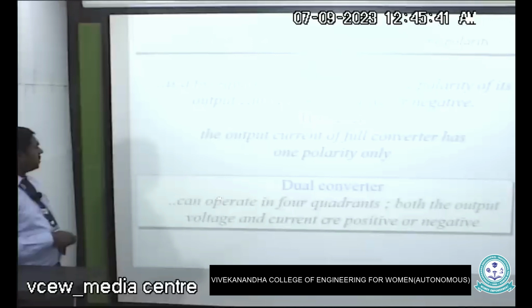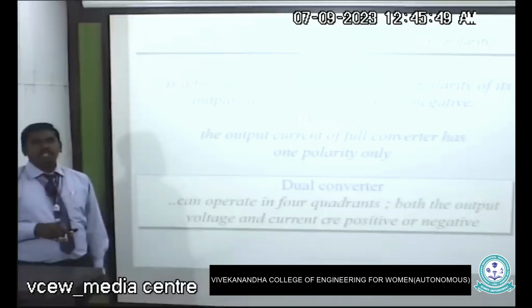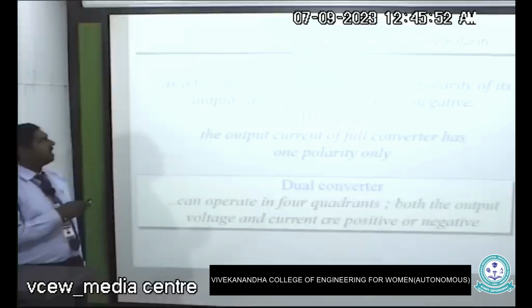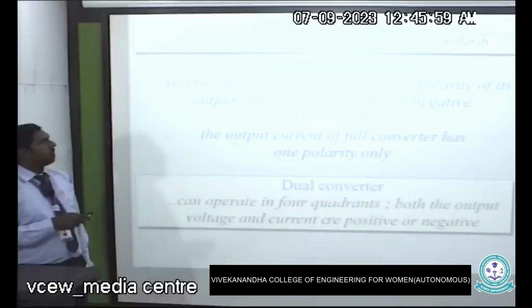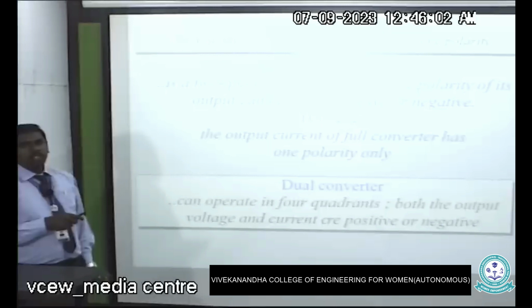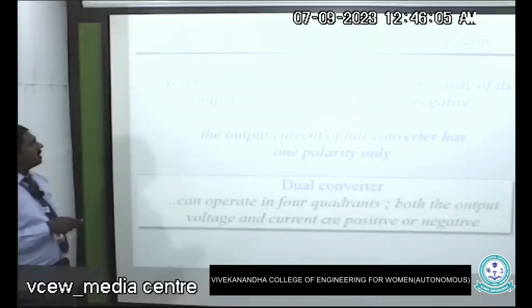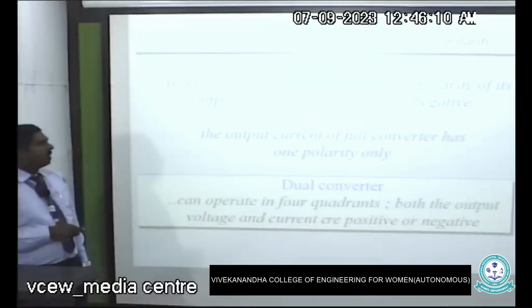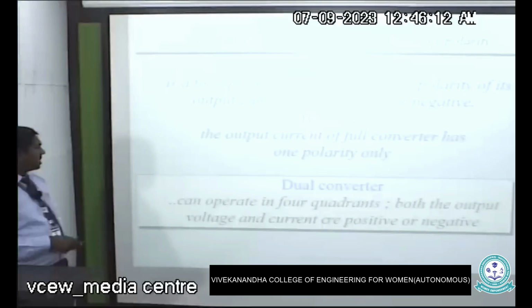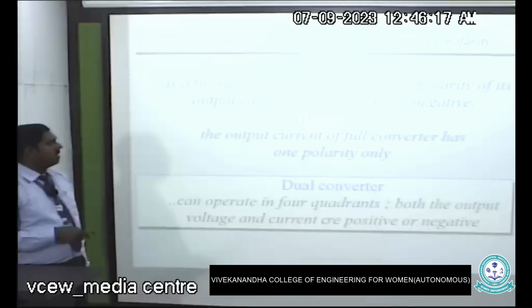Then the dual converter operates in four quadrants. Both the output voltage and current can be either positive or negative. So here is a comparison. The semi converter has only one polarity, meaning only positive or only negative. But the full converter can give either positive or negative. For the dual converter, both voltage and current can be positive and negative.